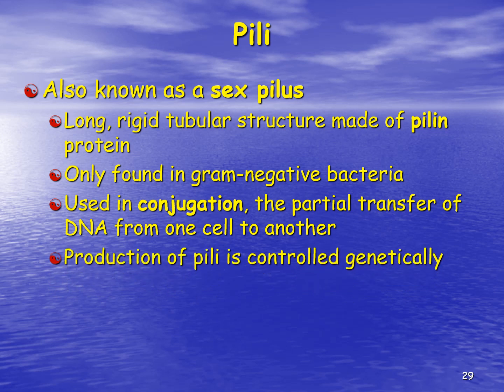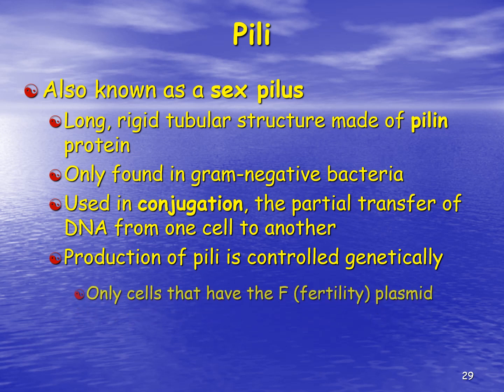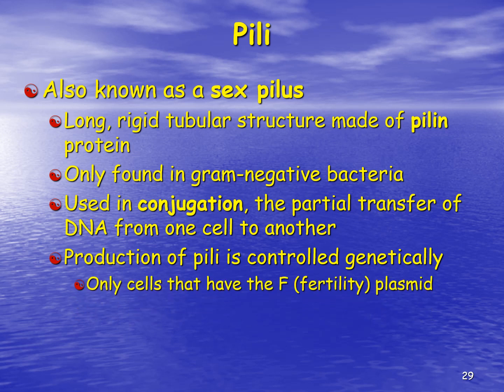The production of the pilus is genetically controlled in those cells that can produce it. And so only cells that have something called the F or fertility plasmid can actually produce the sex pilus. Now, they can pass that plasmid onto another cell, and then that cell will become a genetically controlled cell that can produce a pilus as well.